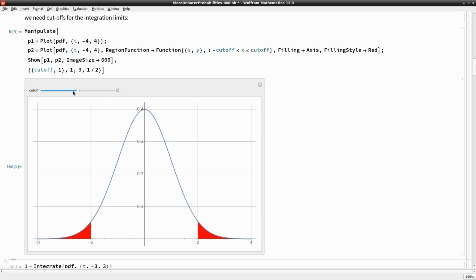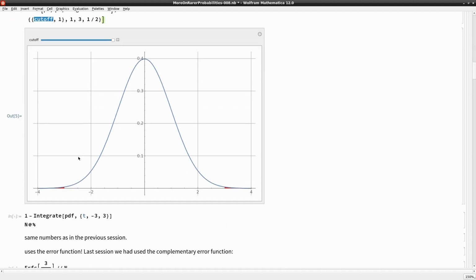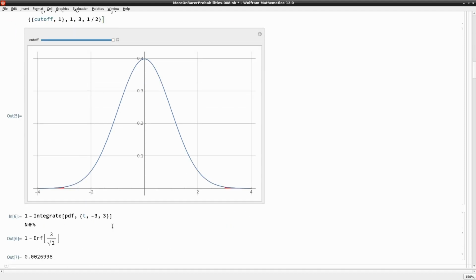So that means we are interested in these red regions. They are outside of the domain, the subdomain defined by cutoff, and we are integrating over these segments, and that gives us the rarer probabilities. You remember that the rarer probability is an integral. It is not a point, it is an integral, it is an area, and this is how we are representing this. Okay, so in this particular case, what we're doing is that we're integrating the PDF from -3 to 3. That's the region that is normal.